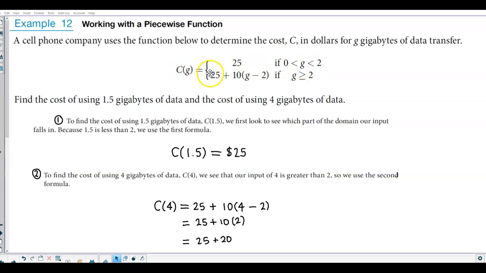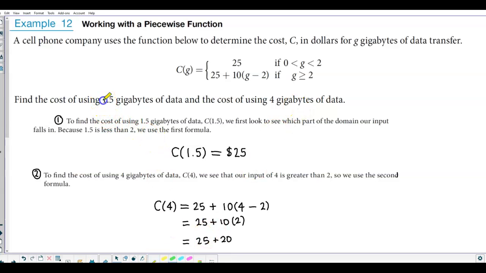And C of G is going to equal 25 plus 10 times G minus 2 if the value of G is greater than or equal to 2. So we want to find the cost of using 1.5 gigabytes of data and the cost of using 4 gigabytes of data. Let's start with finding the cost of using 1.5 gigabytes of data, and then we'll follow with the cost of using 4 gigabytes of data.